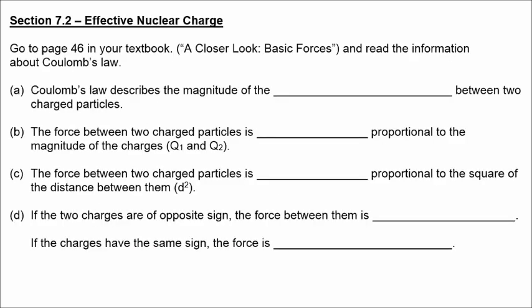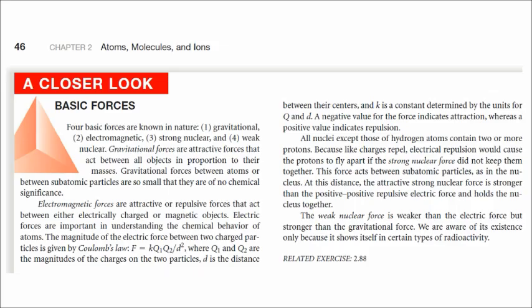All right, looking at page 46 in your textbook, under the section on basic forces, we read that the magnitude of the electric force between two charged particles is given by Coulomb's law. So force equals a constant times Q1 and Q2, which are the magnitudes of the charges on the particles, and then divided by d squared, where d is the distance between their centers. So what does that tell us?